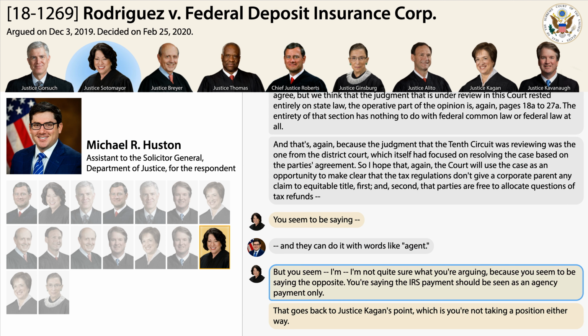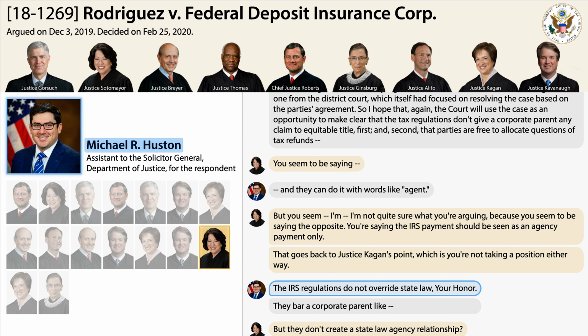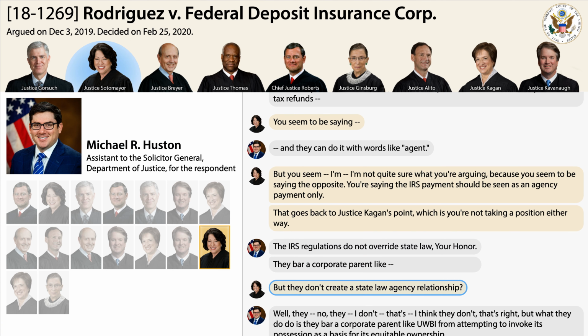But I'm not quite sure what you're arguing, because you seem to be saying the opposite. You're saying the IRS payment should be seen as an agency payment only. That goes back to Justice Kagan's point, which is you're not taking a position either way. The IRS regulations do not override state law, Your Honor. They bar a corporate parent but like they don't create a state law agency relationship.